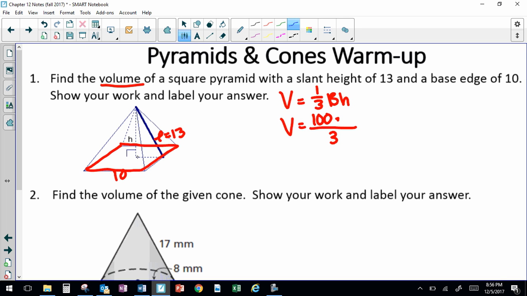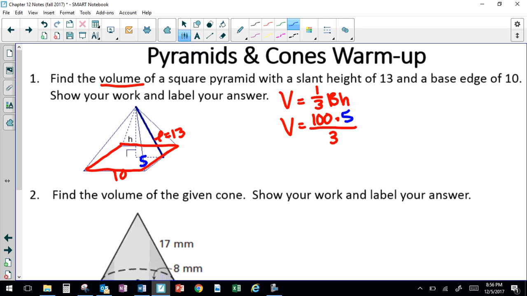So remember there's always this right triangle in here. So this is the height from tip to center of the base. Here's your slant height, the hypotenuse of the right triangle. And this down here, remember, is half of the base edge. So that's going to be 5. So then you plug that in, and then we go ahead and multiply that out.